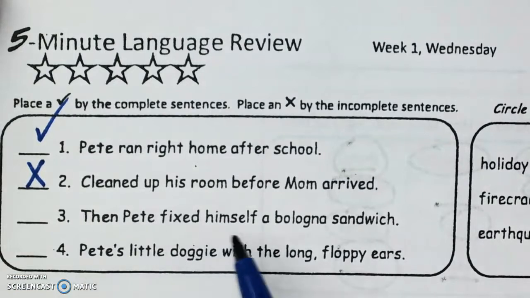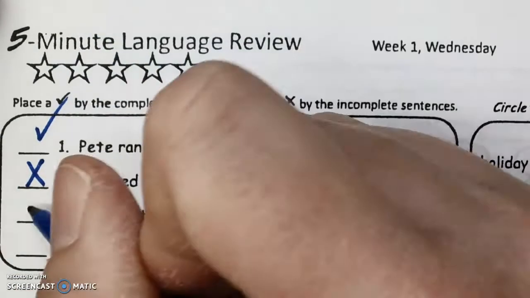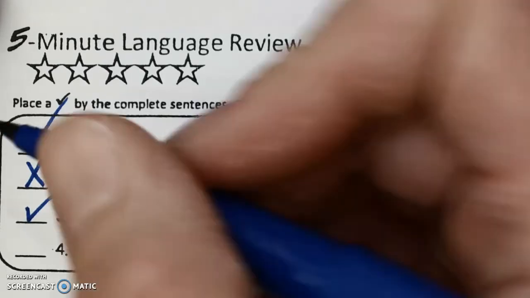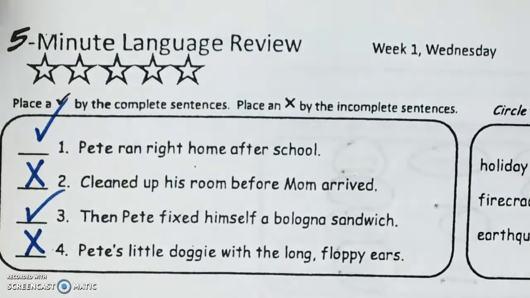Then Pete fixed himself a bologna sandwich. Perfect. Pete's little doggy with the long floppy ears. This would be a fragment because it doesn't tell us the little dog's name and what the little dog was doing. So no. So check X, check X.